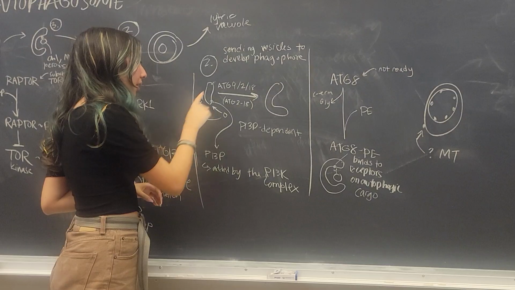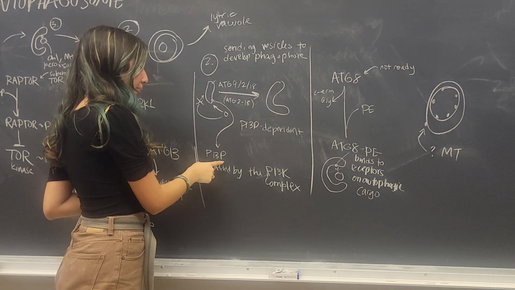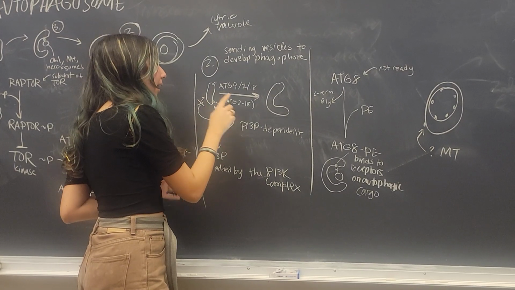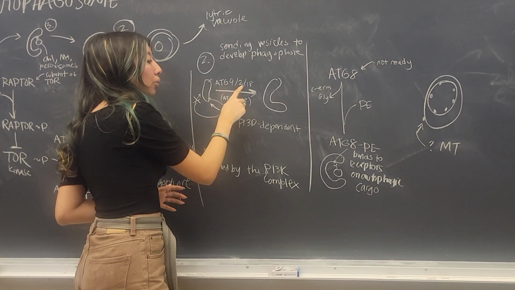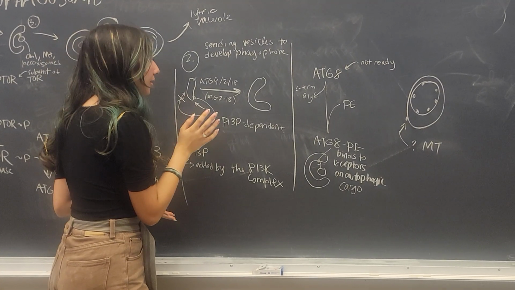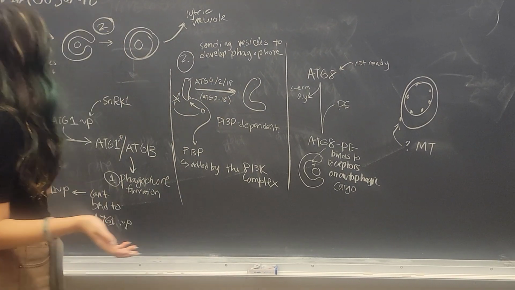And so we have markers called PI3P, which is added by the PI3K complex. And that tells ATG9 to 18 to add vesicles where PI3P is. And then you get your expanding phagophore that will wrap around your target.